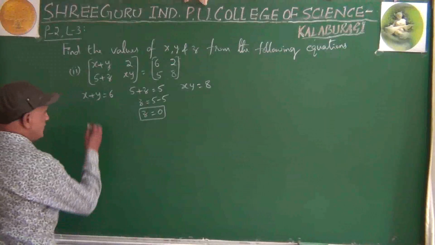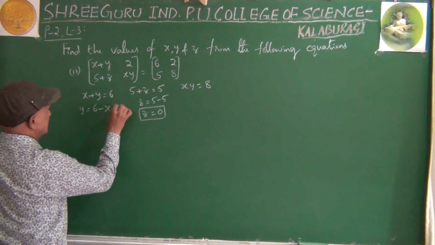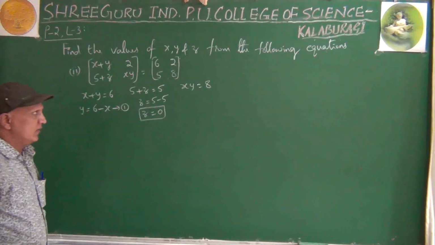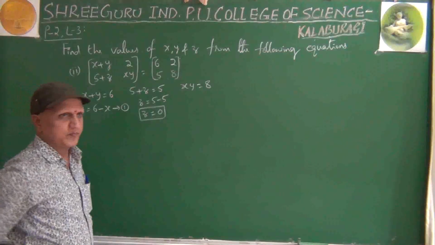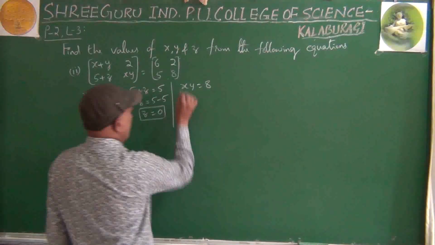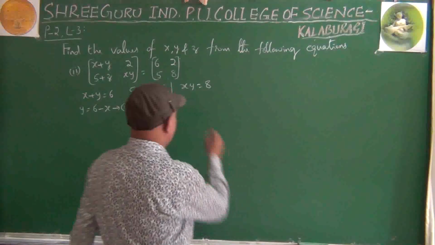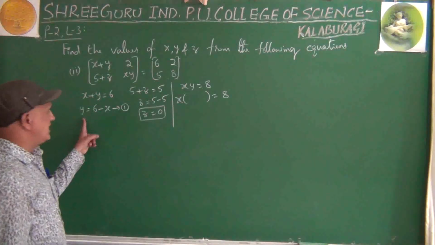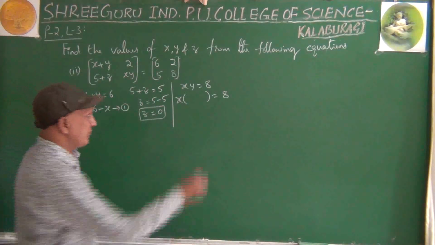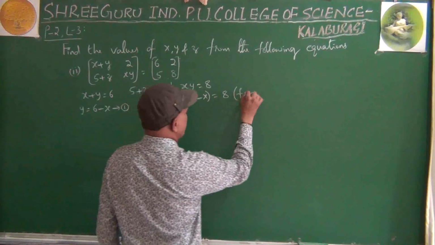Whichever method is comfortable to you, you can follow that one. Here what I am doing is y equals 6 minus x. Substituting the y value there in this. X as it is. Xy means x into y. What is y? Y means 6 minus x. From where did we get it? From equation 1.